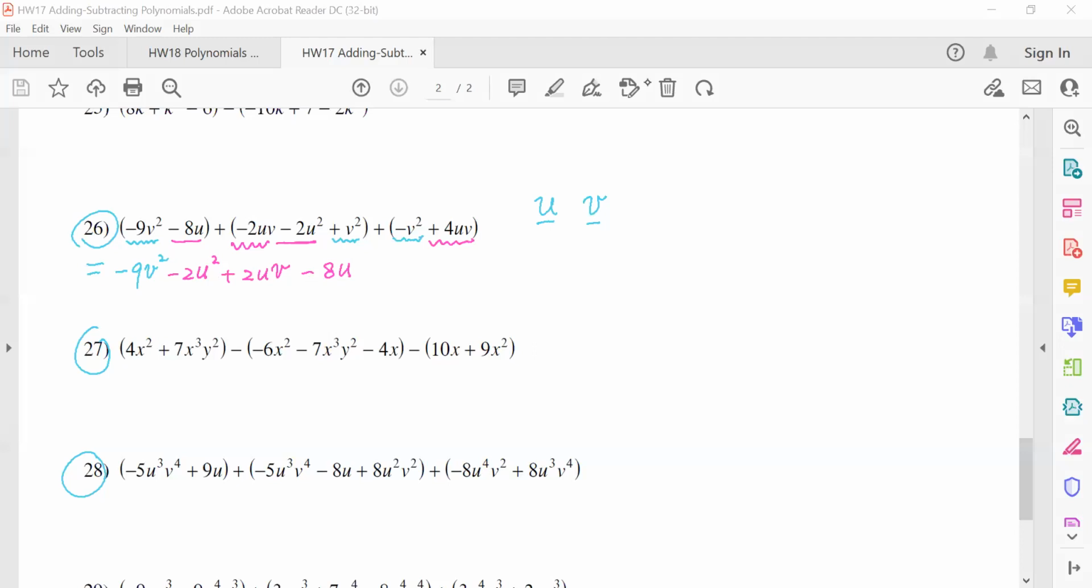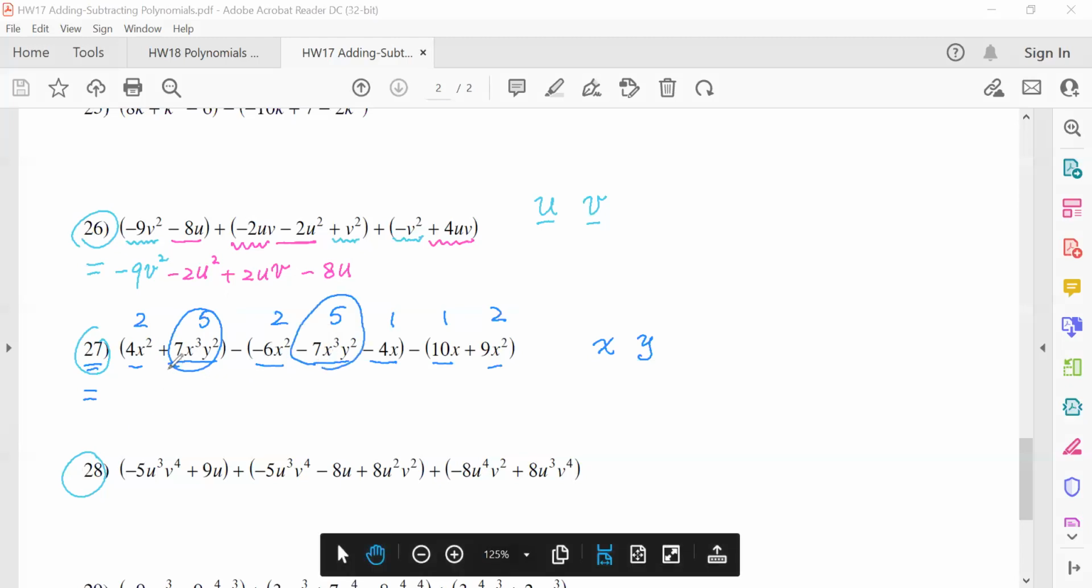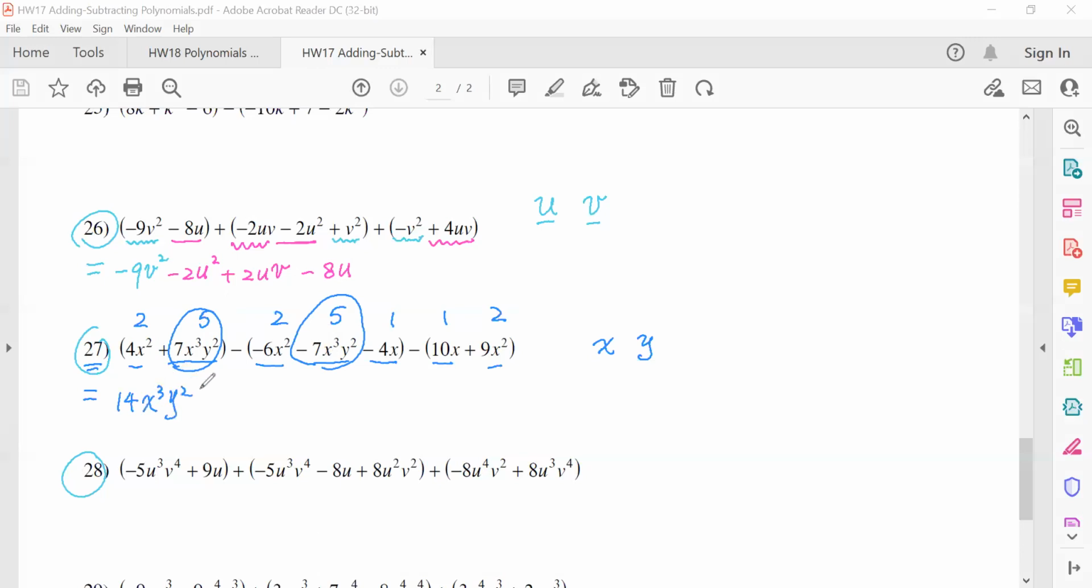Let's see 27. Here you can see this expression has two variables, x and y, right? The degree here is 2, the degree here is 5, and here is 2, here is 5, here is 1, here is 1, and here is 2. First, the maximum: we find the maximum degree terms are this one and this one. After combining, here it became 14x cubed y squared.